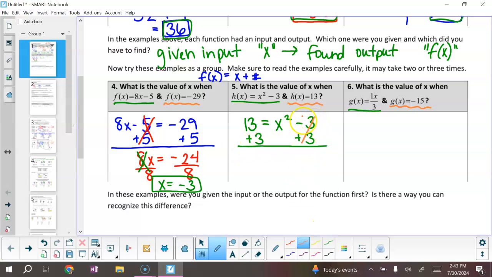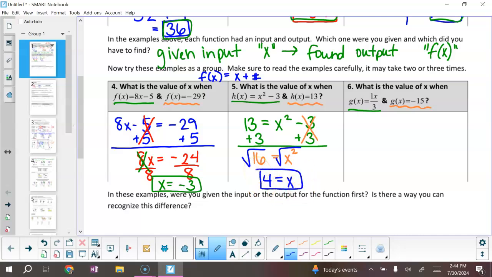All right, so over here, those 3's are gone. 13 plus 3 would be 16 equals x squared. Right? Now, to get rid of an x squared, what do we need to do? The opposite of squaring something would be to square root it. Square root looks kind of like a division sign, but it's got this weird little tail at the front of it. So we're going to square root 16, which would be 4, and that's going to be our x.